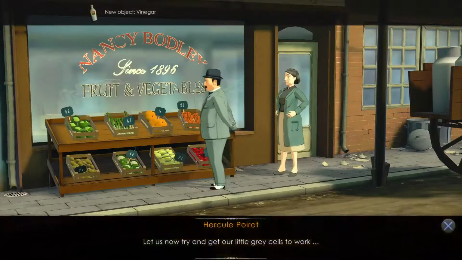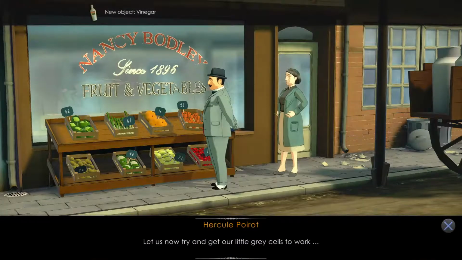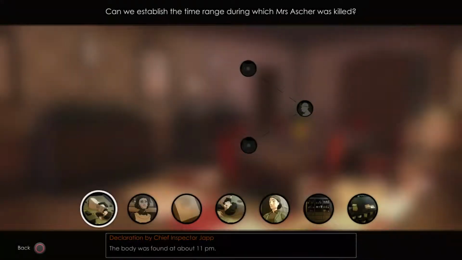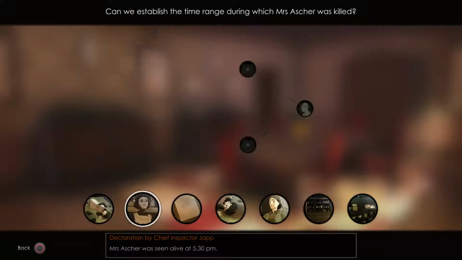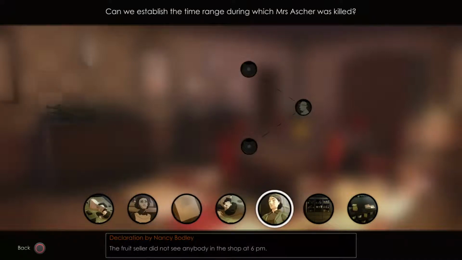Let us now try and get our brain cells to work. Can we establish the time range during which Miss Asher was killed? Well, she saw her at 6 o'clock. Or I guess she didn't see anybody in the shop at 6.